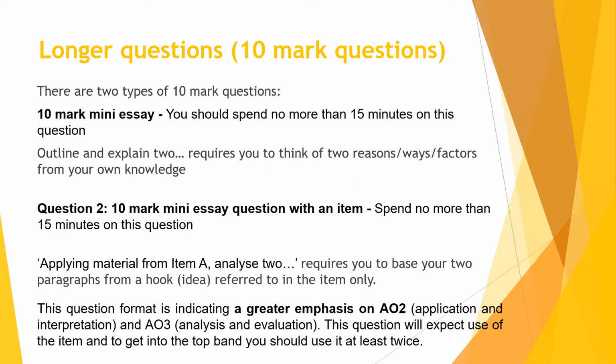The second type of 10 marker is a mini essay question. And again, this is one that comes with an item. You spend no more than 15 minutes on it. The question always starts with apply material from item A or item B or item C, analyze 2, and you'll be required to take 2 hooks or 2 ideas from the paragraph that you're given, and they will be used within your answer. In the second type of 10 marker, there's a greater emphasis on application and interpretation, and there is some analysis and evaluation. The first 10 marker doesn't have any evaluation elements to it.